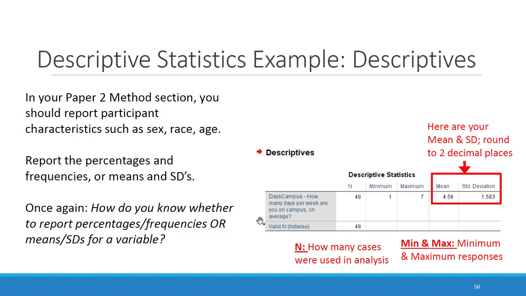So to reiterate, in your papers for this class, in your paper 2, in your method section, you want to report participant characteristics such as gender, identity, sex, race, and age. So you want to report those percentages and frequencies or means and standard deviations. As we've gone over several times so far in this video, you want to only report percentages and frequencies for categorical or nominal variables and means and standard deviations for numeric variables.